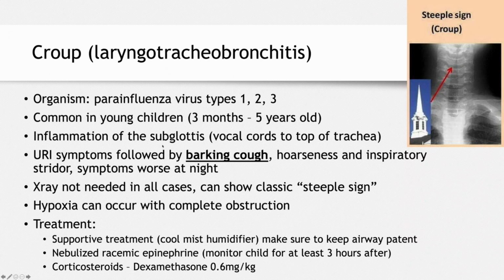And so because it is inflammation of that area, we tend to hear hoarseness, URI symptoms with hoarseness, inspiratory stridor, which is kind of this noise that you can hear. Symptoms tend to be worse at night. And the hallmark symptom that we see is this barking cough.